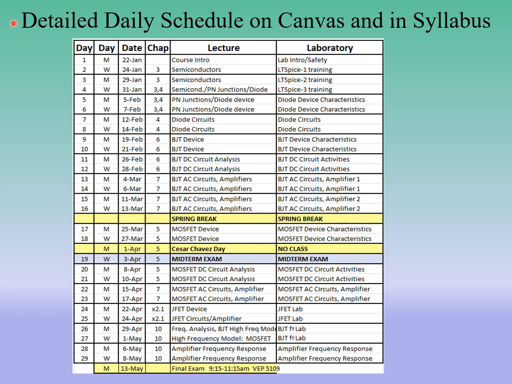So this is the daily schedule that we're going to be using this semester, and this schedule is found in the syllabus, and it's also found in Canvas. Basically, it's pretty self-explanatory. This shows the 29 days that will be in class. The day of the week is either Monday or Wednesday, of course, and this is the date. I have the book chapters so you can follow along with the reading in the textbook. Then this column here is the lecture topic, and the last column is the laboratory topic.